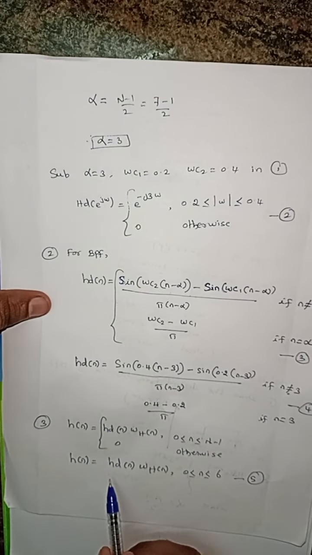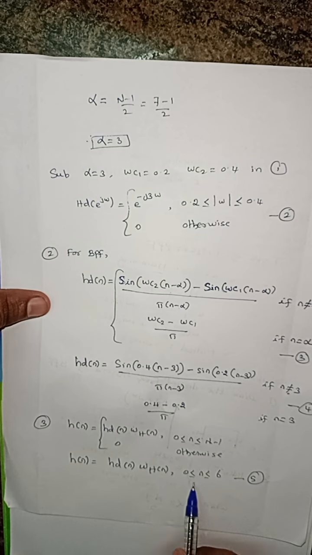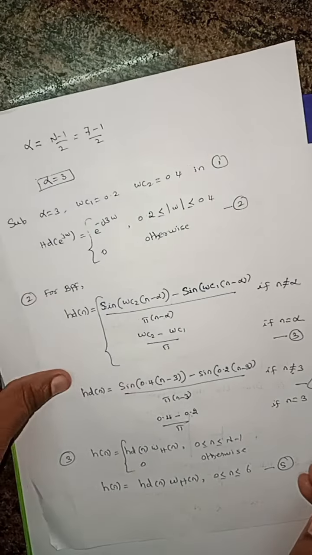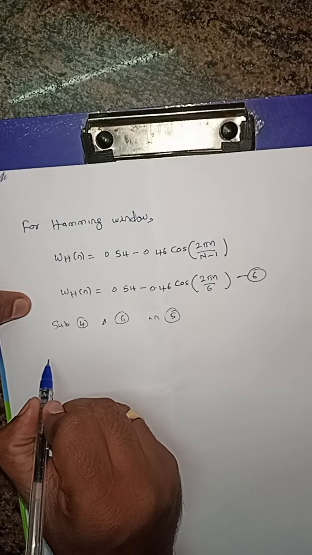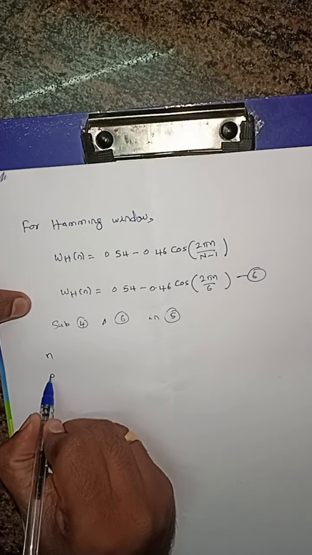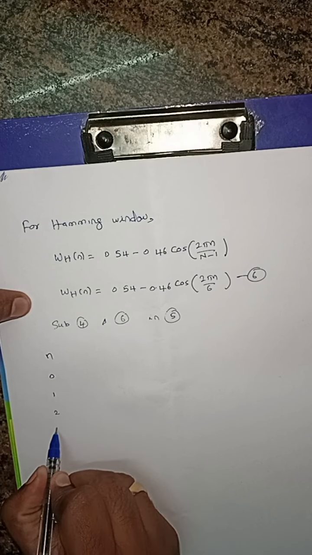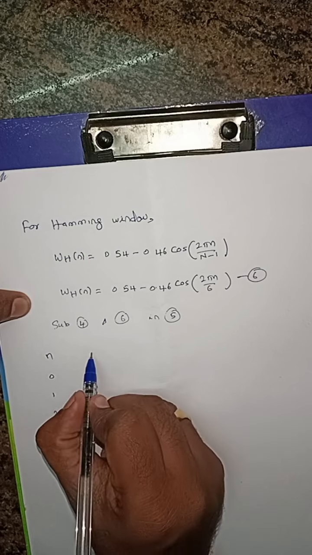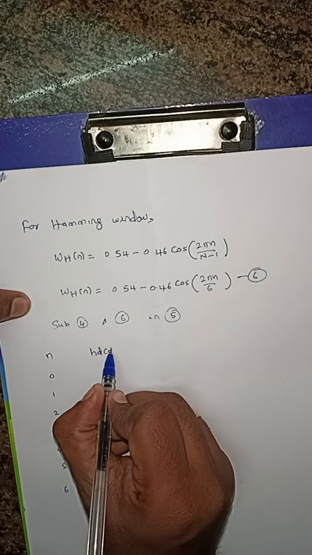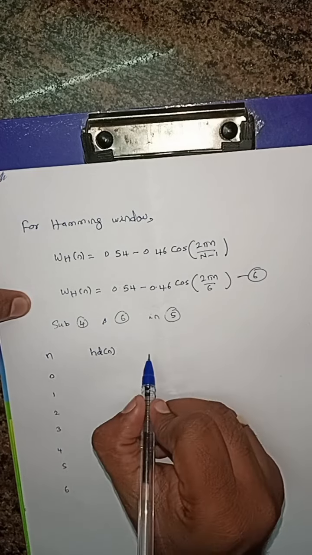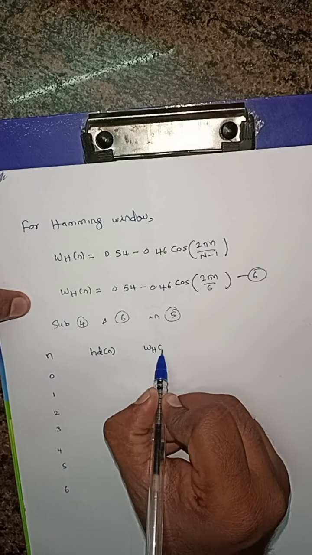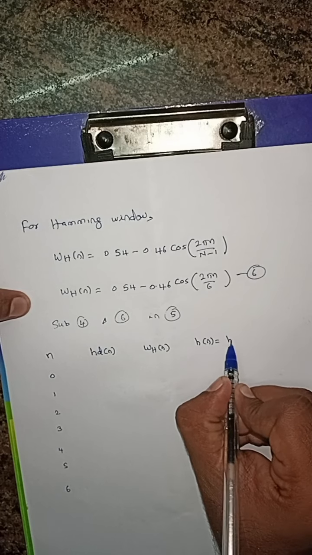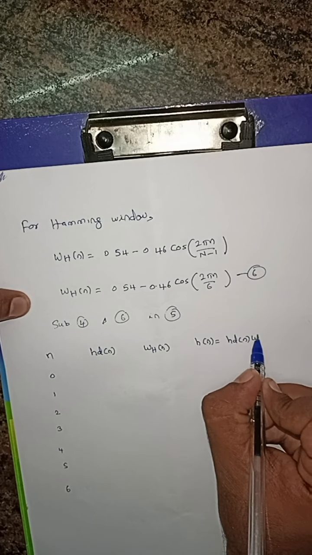H of n equal to SD of n into WH of n, for n varies from 0 to 6. Okay, so here small n is varying from 0 to 6: 0, 1, 2, 3, 4, 5, 6. Next we have to find the HD of n value for n equal to 0 to 6. Next we have to find the window value, that is WH of n, and H of n is equal to SD of n into WH of n.